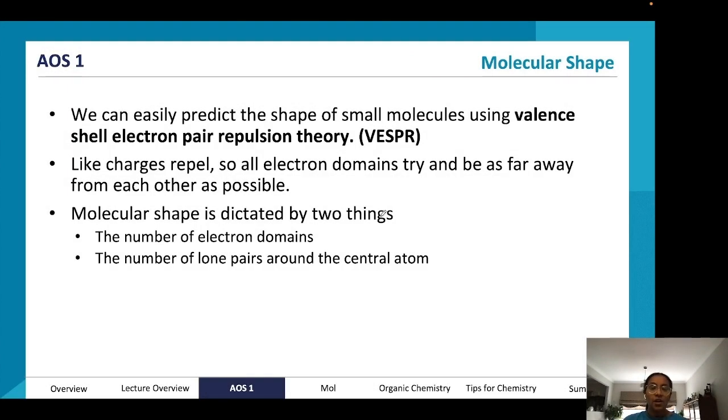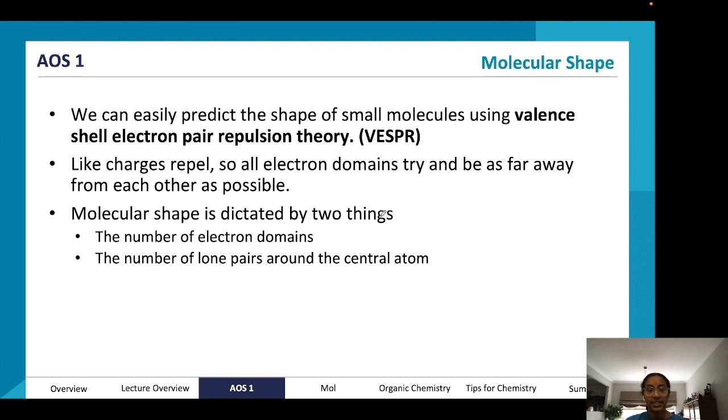Once we figure out which molecules are going to bond together, we can also predict the shape of their molecule using the VSEPR theory, which is the valence shell electron pair repulsion theory. This is basically the idea that like charges will repel each other, as we talked about with ionic bonding. So your electron domains try to be as far away from each other as possible.